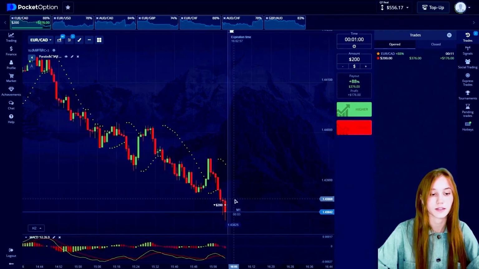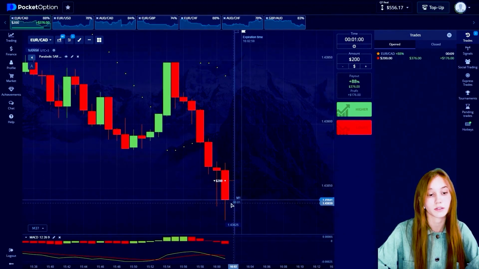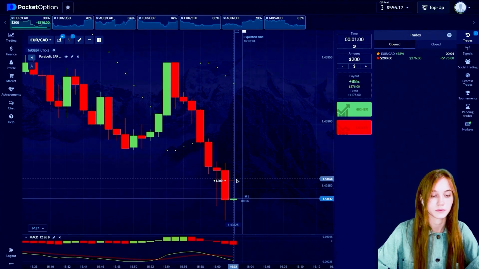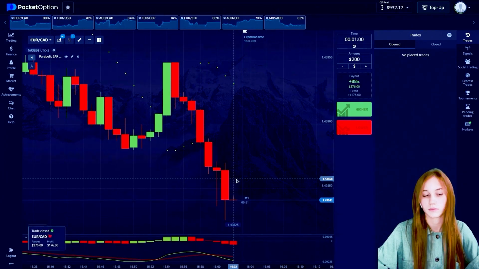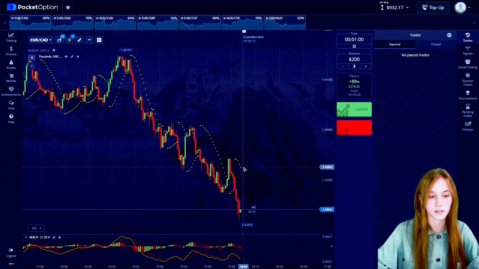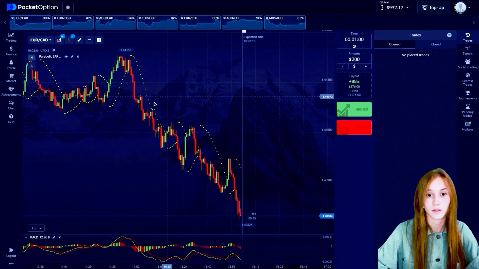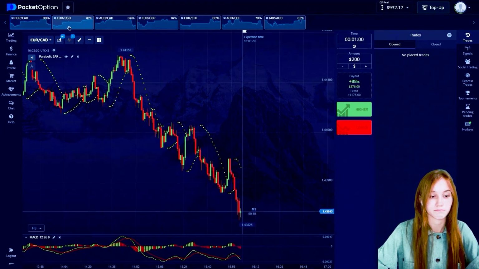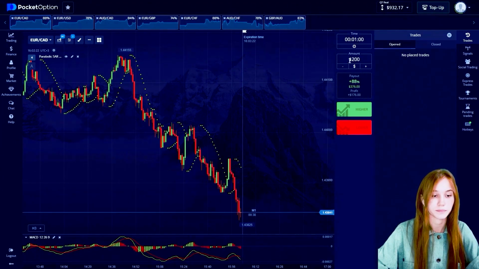10 seconds until the end of our deal. Trend is stable. It's good. Let's see our chart. And the deal goes into plus. Good. The balance is almost $1,000. Good. Let's move on to the next concept.